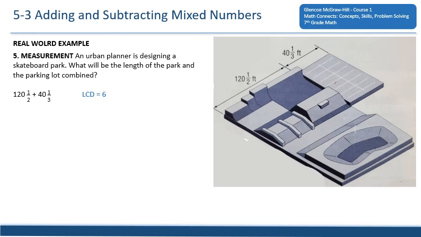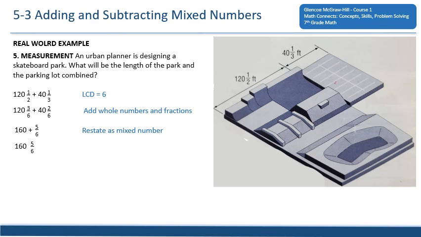The least common denominator is going to be 6. So we have 120 and 3/6 plus 40 and 2/6. We're going to add whole numbers and fractions. So the whole numbers are 160 when you add 120 plus 40. And when you add the like fractions, 3 plus 2 in the numerator, you get 5/6. And then we'll restate it as a mixed number. So we have 160 and 5/6. The total length is 160 and 5/6 feet.